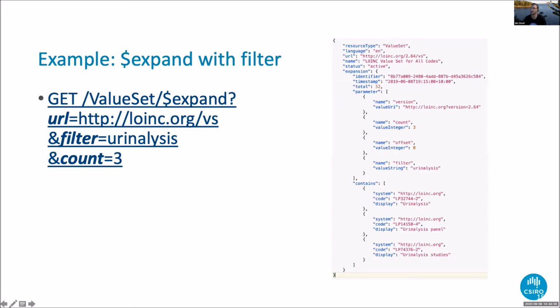So the next example, in this case, we're going to call the expand operation. We're going to use this URL, http://loinc.org/vs. And this is actually the implicit value set for all of the codes in LOINC.